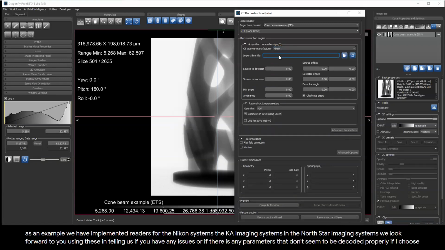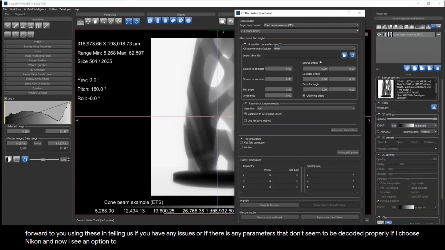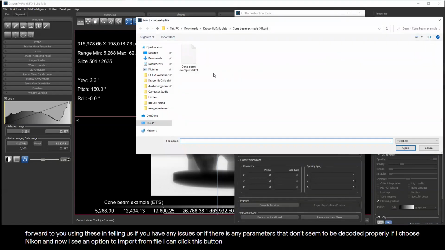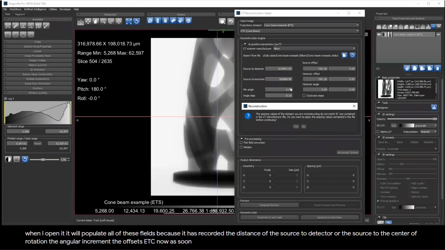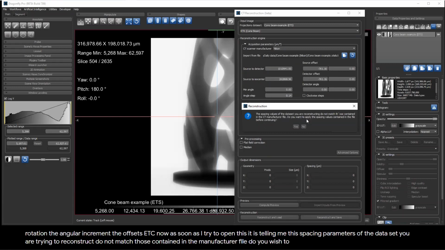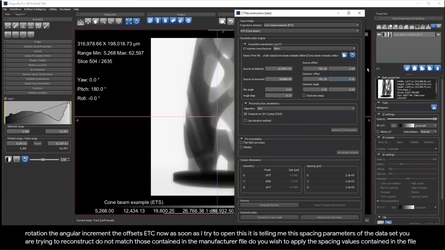If I choose Nikon, I now see an option to import from file. I can click this button and browse for a file. It's usually in the XTEC-CT file format, and when I open it, it will populate all of these fields because it has recorded the distance of the source to the detector, the source to the center of rotation, the angular increment, the offsets, etc. As soon as I tried to open this, it is telling me the spacing parameters of the data set you are trying to reconstruct do not match those contained in the manufacturer file. Do you wish to apply the spacing values contained in the file before continuing? I'm going to click no so I can emphasize this point.